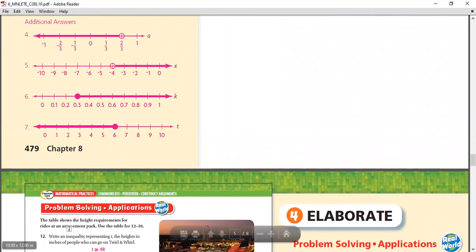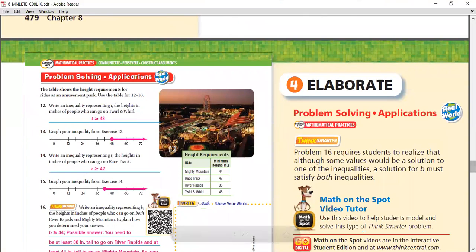Next page. The table shows the height requirements for rides at an amusement park. So this is the table. Write an inequality representing T, the heights in inches of people who can go on Twirl and Whirl. So this is Twirl and Whirl. The minimum height means if you are 48 or more, only then can you go. If it is less, you cannot go. So T is going to be the height. So your height should be 48 or more, which means it should be greater than or equal to 48.